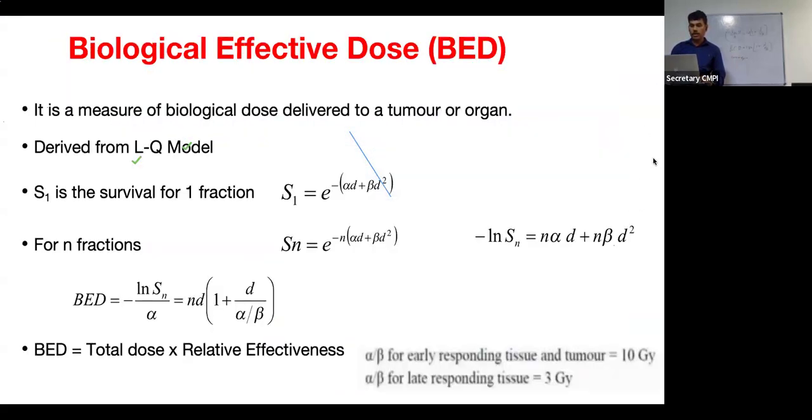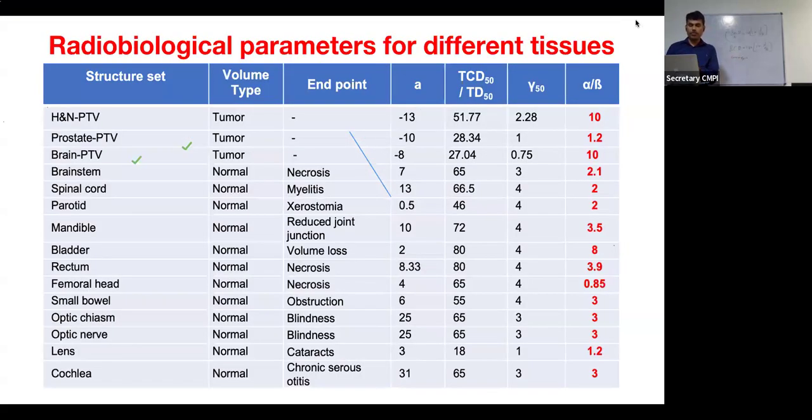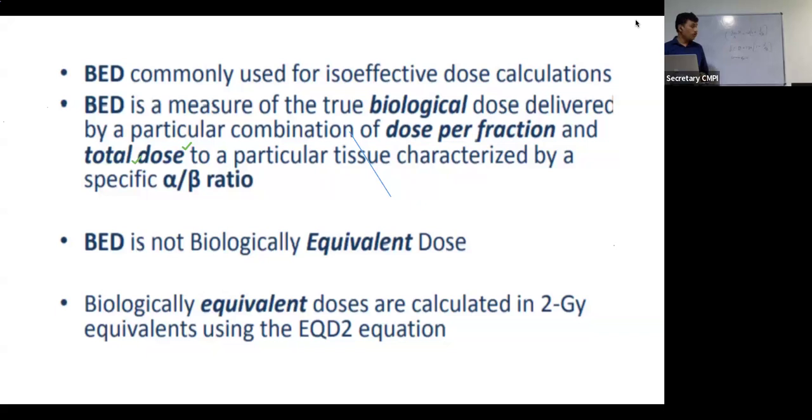most of the time, for tumor and early responding tissues, the alpha by beta value will be higher, 10 gray, etc. And for the late responding normal tissues, it is 3 gray. Even then it is not exactly 3 for everything; it can be 3.5, 2.5, etc. Now, if you calculate biological effective dose for a 60 gray prescription, it is not 60.